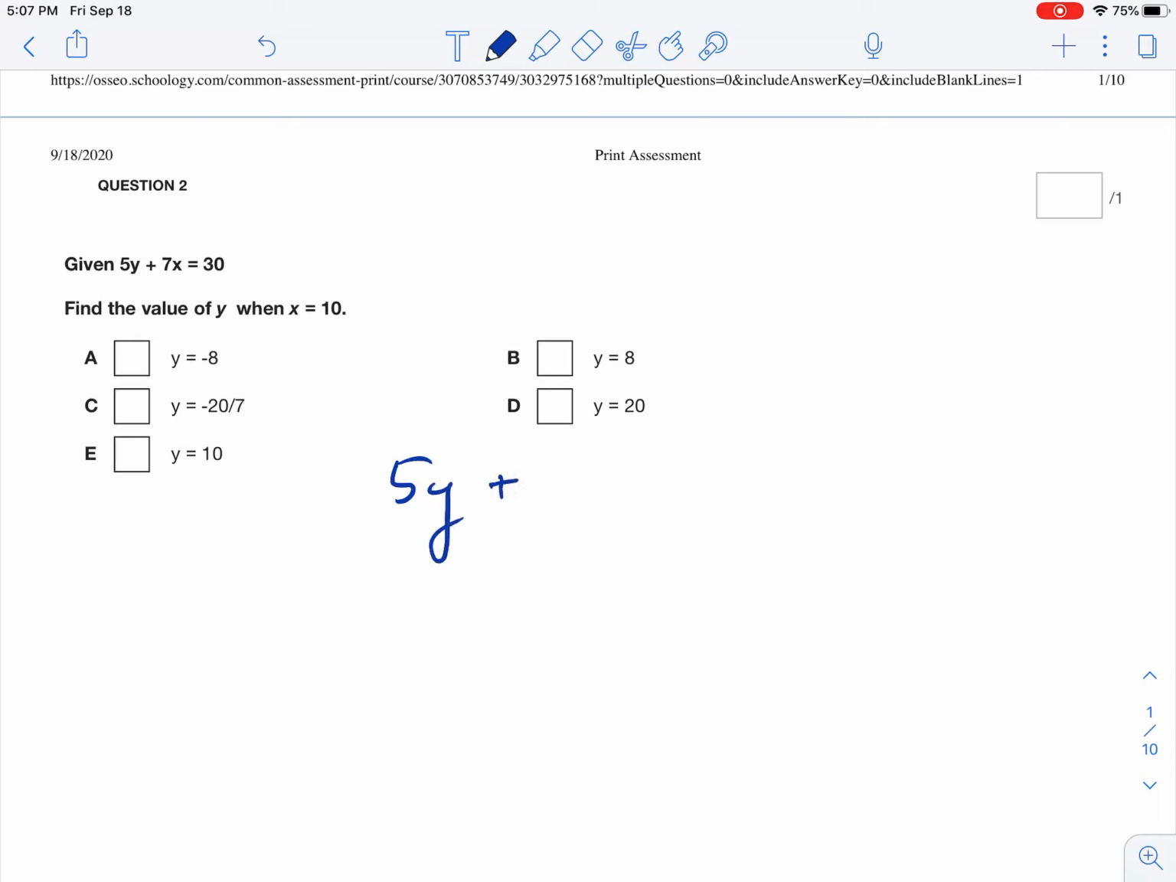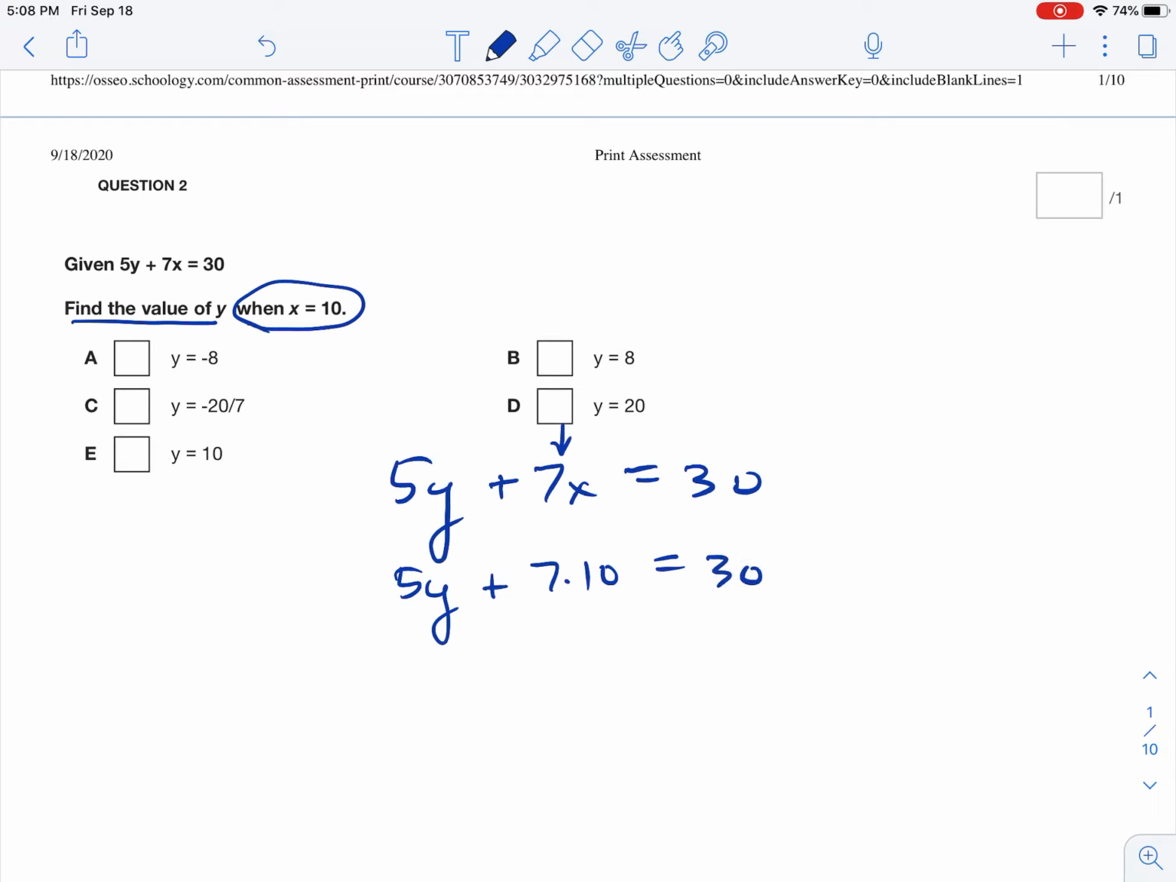So in this next one, we're going to use that same equation that we had, and what we're asked to do is find the value of y when x equals 10. So wherever I see an x in this equation, I'm going to put a 10. I substitute in 10 and leave it and then go, okay, what can I do? What do I know? Well, I know 7 times 10 is 70. That's good. What else do I know? I know I need to get y by itself.